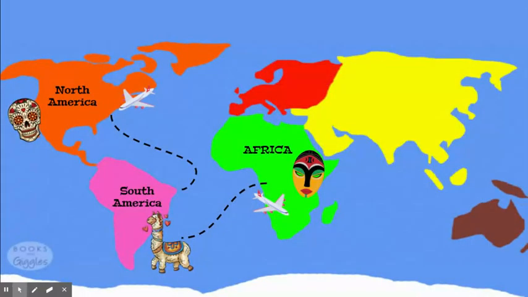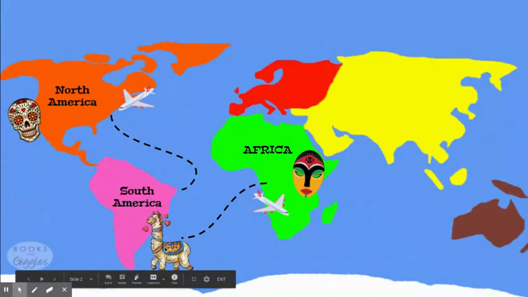Now, if you remember, we started our journey in art class in the continent of North America, where we learned about Dia de los Muertos in the country of Mexico. Then we hopped on our plane right down to South America and learned all about the country of Peru and how they create these beautiful Peruvian textiles made out of woven alpaca fur.